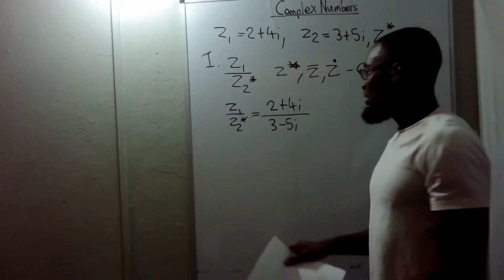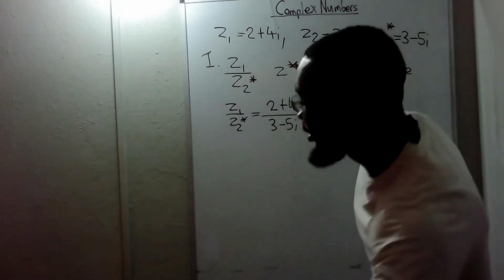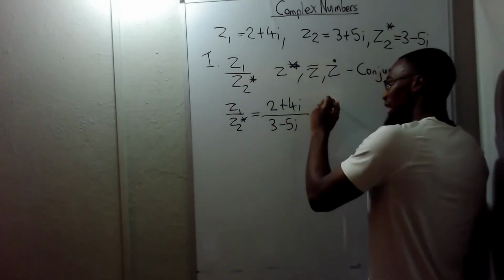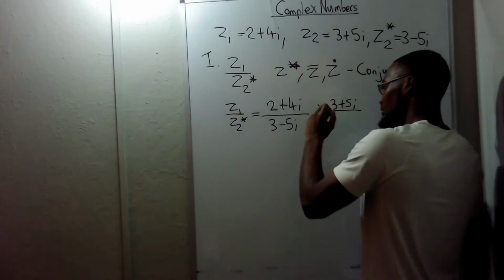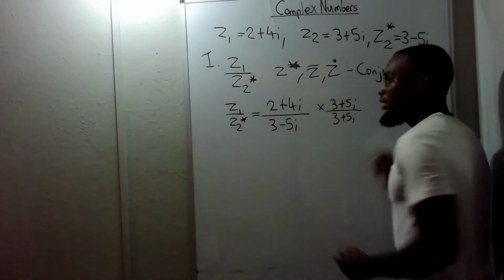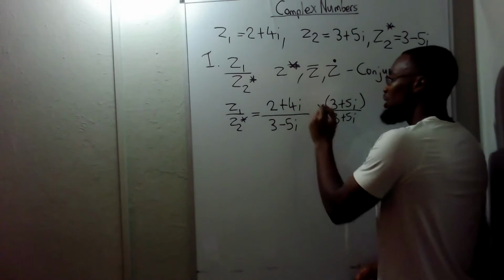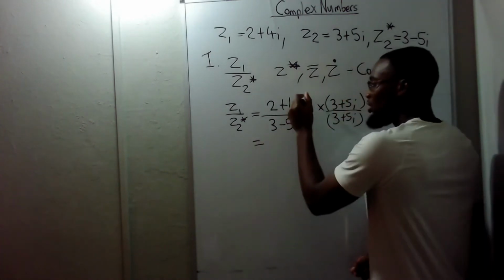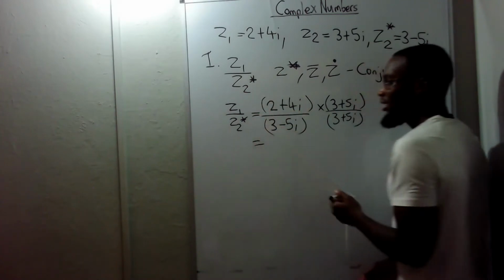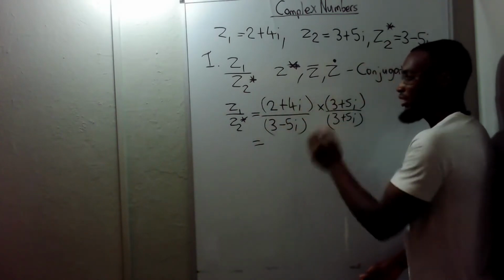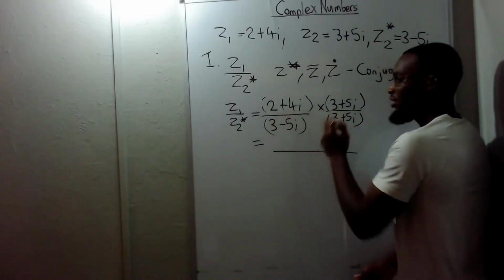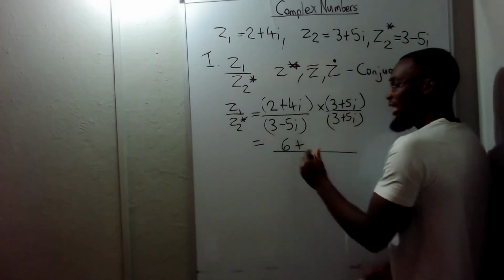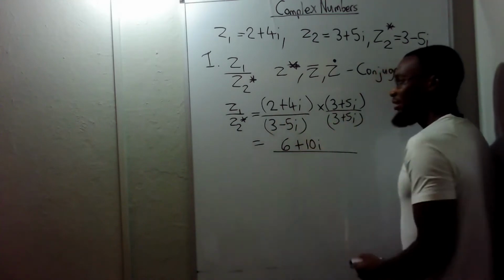Now what do we do next? When we get to this part, we multiply by the conjugate of the denominator. So multiply by 3 plus 5i. We're multiplying just as we would with regular multiplication, so we put our brackets. It's going to be 2 times 3, which is 6, plus 2 times 5i, which is 10i.